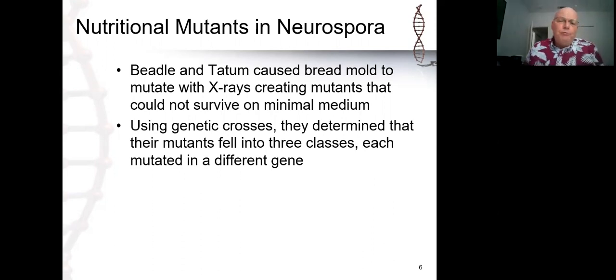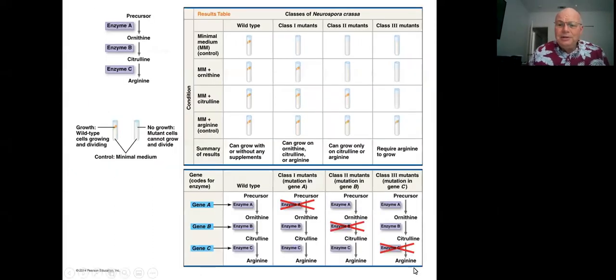And the one that they really started to work with was the metabolic process that leads to the production of the amino acid arginine, something that the wild Neurospora crassa can produce all by itself, so long as it has the supplements required for the minimal media, just the salt and a few other minor nutrients, a vitamin and a couple of other things. It can make anything that it needs.